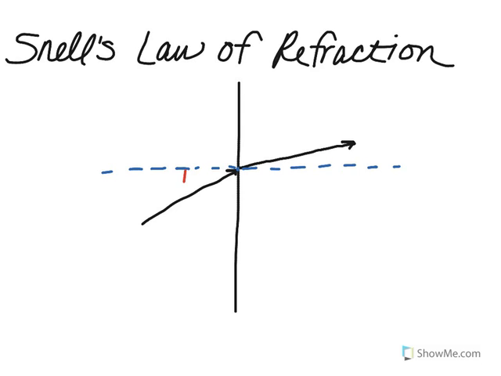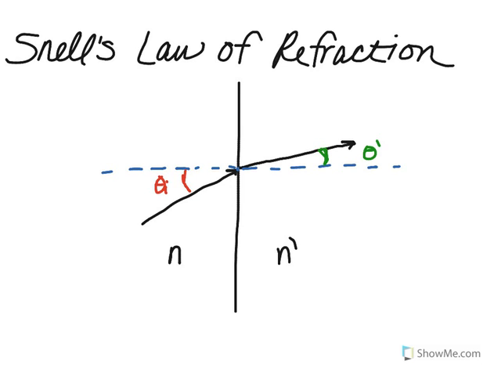The incident ray makes an angle with the normal, and again we call that the angle of incidence. And the refracted ray makes a different angle with the normal, and we call that the angle of refraction. We'll call that theta prime. And we have two indices of refraction again, n here and n prime here.